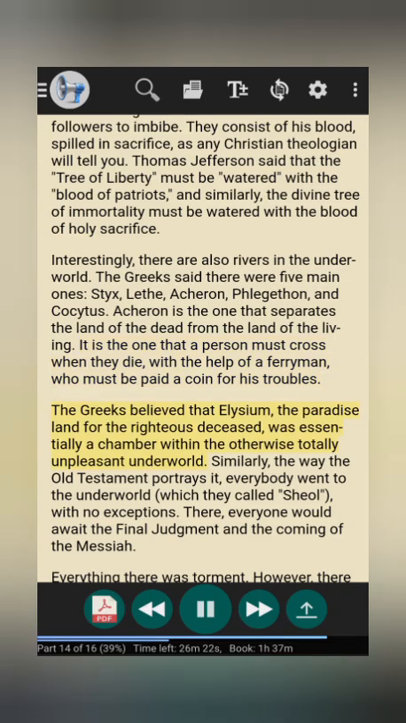The Greeks believed that Elysium, the paradise land for the righteous deceased, was essentially a chamber within the otherwise totally unpleasant underworld. Similarly, the way the Old Testament portrays it, everybody went to the underworld, which they called Sheol, with no exceptions. There, everyone would await the final judgment and the coming of the Messiah.